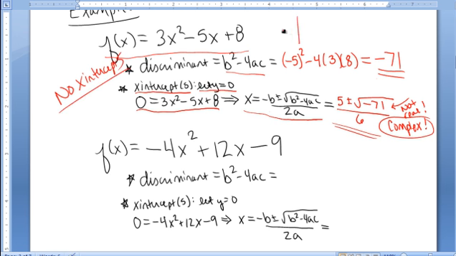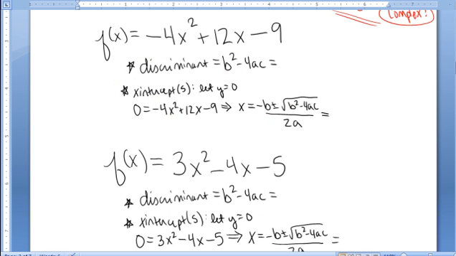When you look at the graph of this function, you will see it hovers above the x-axis, never touching it, because solving the equation 0 equals 3x squared minus 5x plus 8 results in no real solutions. For example, consider the function f of x equals negative 4x squared plus 12x minus 9. Let's find the discriminant of the function. b squared minus 4ac for this function is 12 squared minus 4 times negative 4 times negative 9, which is 0.